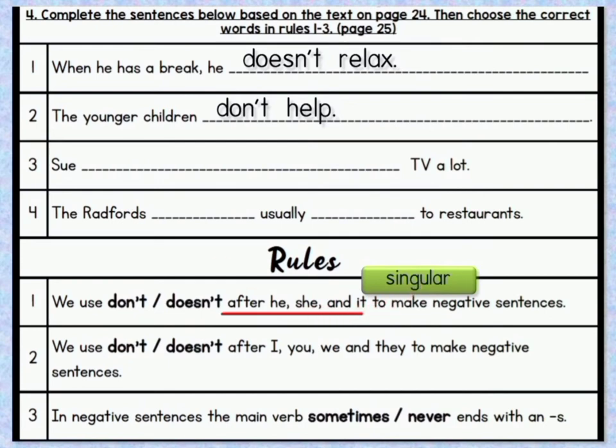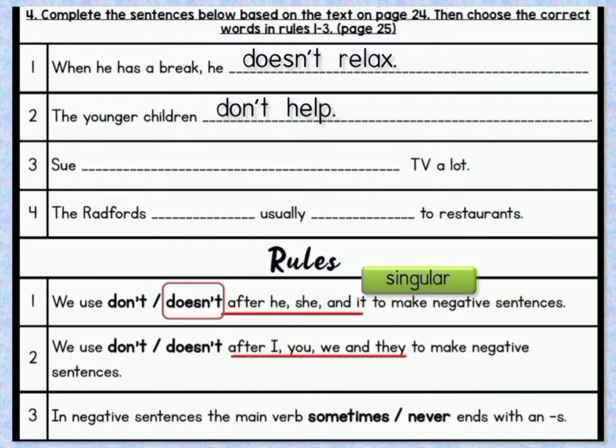Alright, so based on sentence 1 until number 4, we can find he in sentence 1 and she here is the subject pronoun for Sue. So now, based on sentence 1 and sentence 3, our answer is doesn't. So, number 1, we use doesn't after he, she, and it to make negative sentences. When the subject pronoun is singular, we use the word doesn't.